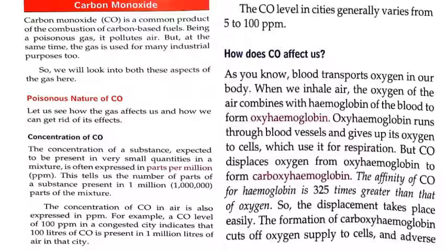So next is how does carbon monoxide affect us? As you know, blood transports oxygen in our body. When we inhale air, the oxygen of the air combines with hemoglobin of the blood to form oxyhemoglobin. So whenever we inhale air, the oxygen that we are breathing combines with the hemoglobin of our blood and forms oxyhemoglobin. Oxyhemoglobin runs through blood vessels and gives up its oxygen to cells which use it for respiration.